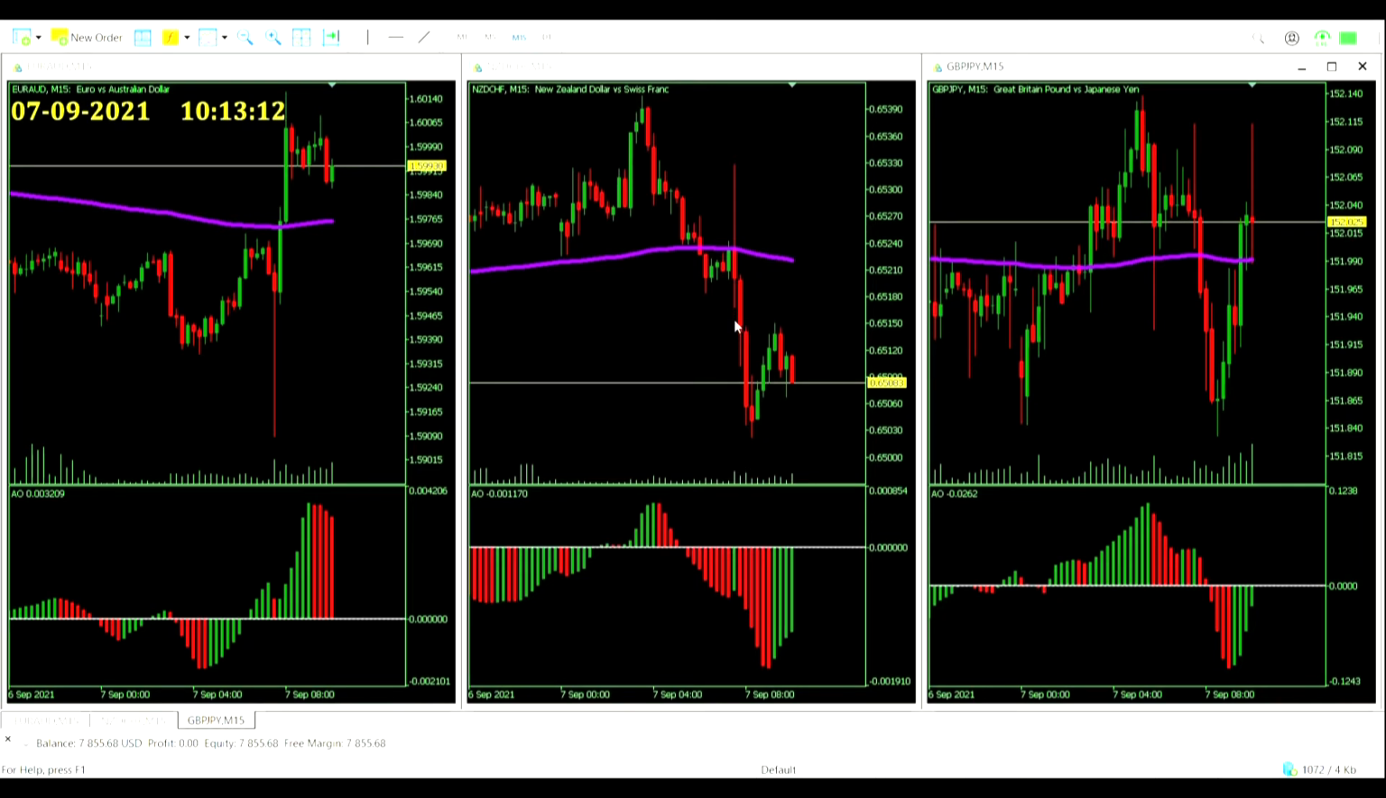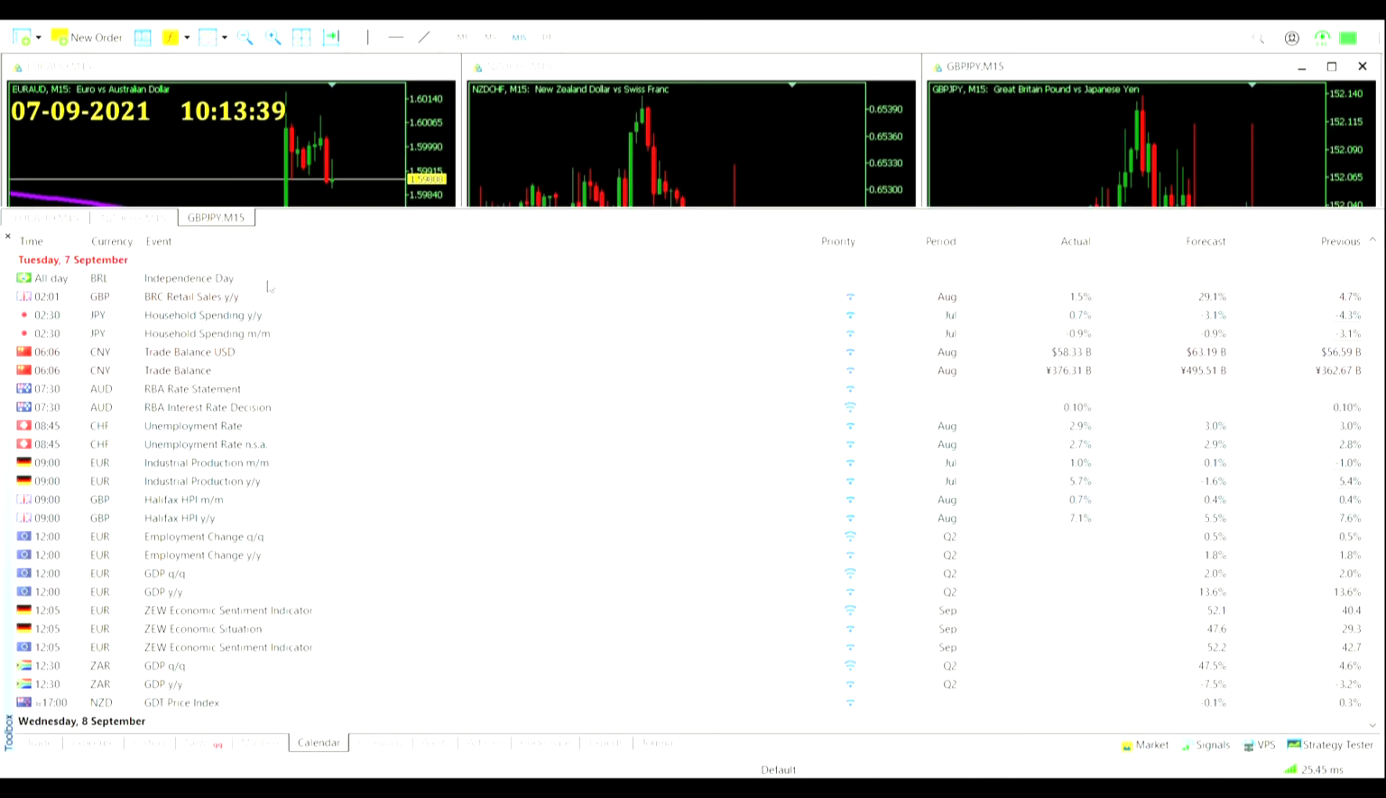Let's check out the economic calendar and see what's in there. Happy Brazilian Independence Day to all the Brazilians. Always bullish on an Independence Day from a colonial empire. What have we had though? 2:01 AM, very strange time to release a number there for the Great British Pound. It's the British Retail Consortium retail sales year on year. Terrible, actually. They expected 29.1% and they got 1.5.